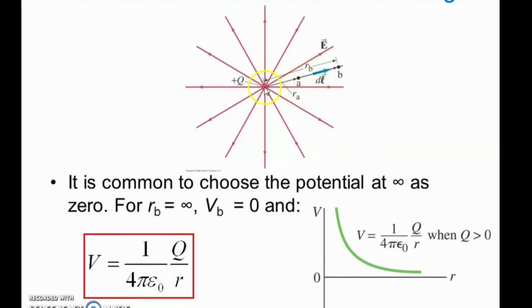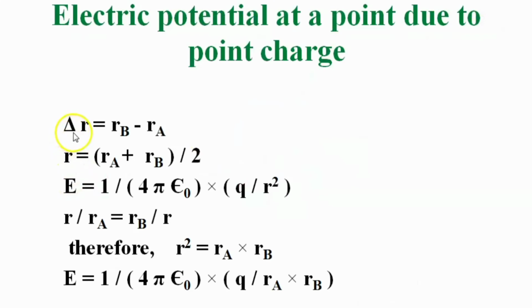The distance from the positive charge Q to point A is RA, while the distance from the positive charge Q to point B is represented by RB, where delta R is the distance from point A to point B. We can say that delta R is equal to RB minus RA. So when the positive charge moves from point B to point A, it covers a distance of delta R.